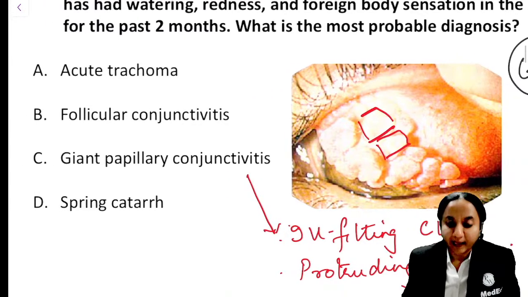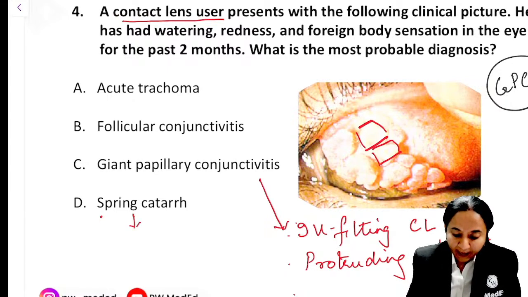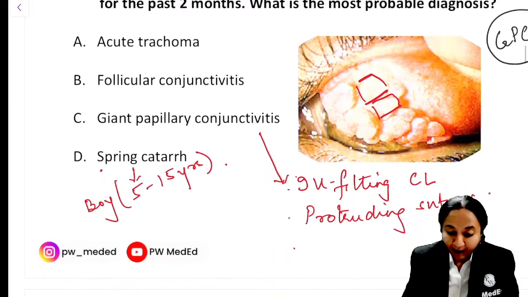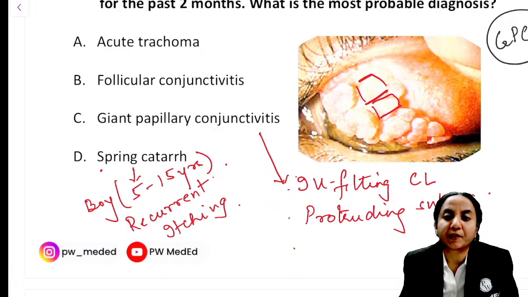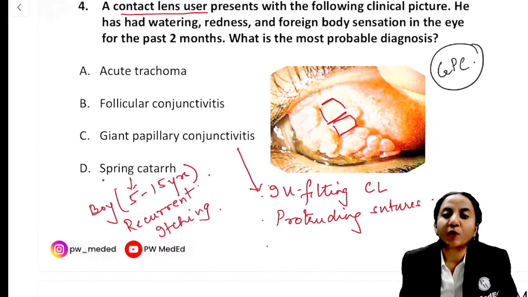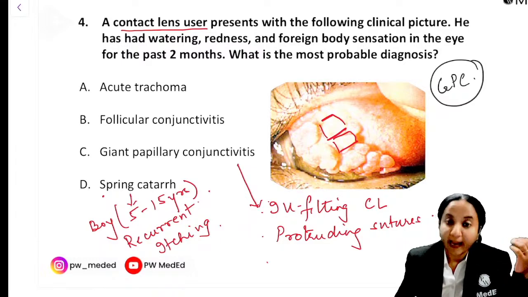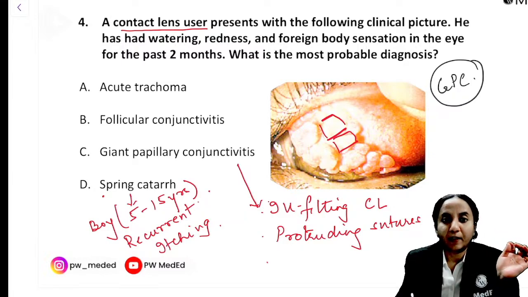Now, some students always ask why we have not marked spring catarrh. So in spring catarrh or vernal conjunctivitis questions, they will always mention that it is a boy. The age of the boy will be between 5 to 15 years, and they will say that it is a recurrent condition. There is a complaint of itching. These are the keywords. So when these keywords are there, only then it will be spring catarrh. They will say that it's a child who is getting recurrent itching. They will mention that it happens just before the onset of summer months. If all this is there, then only the answer will be spring catarrh.